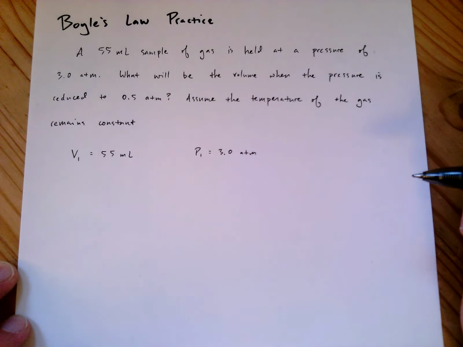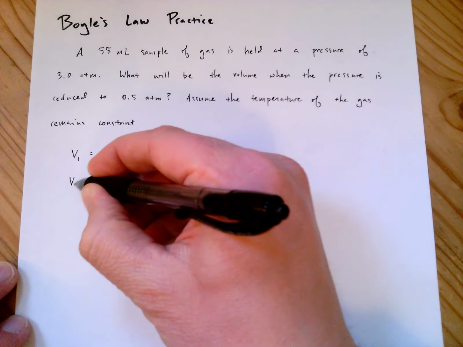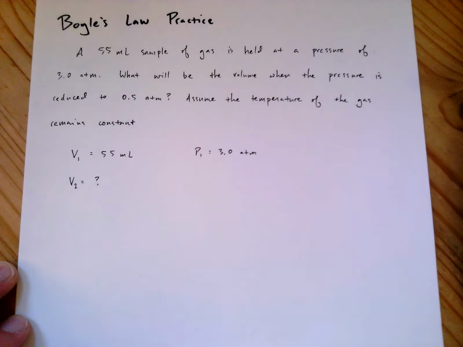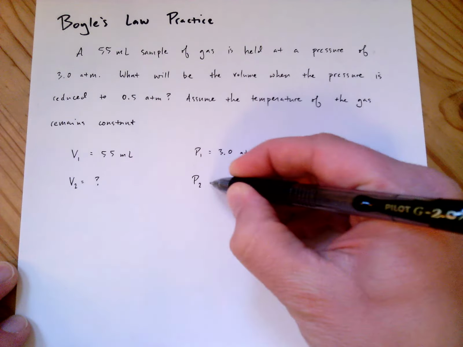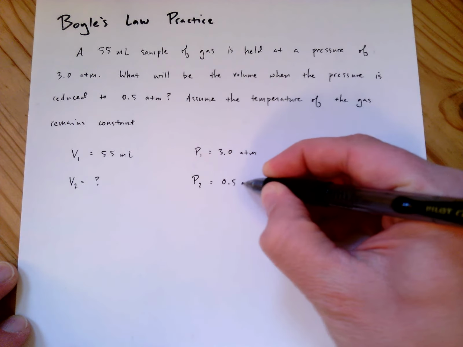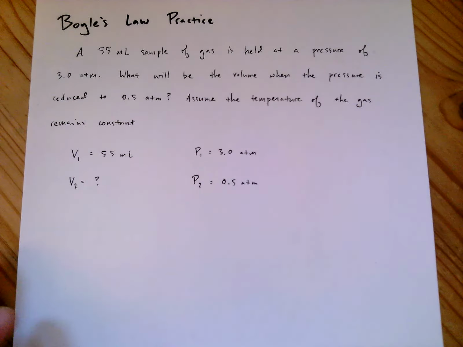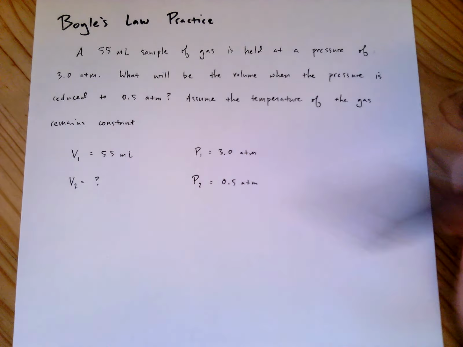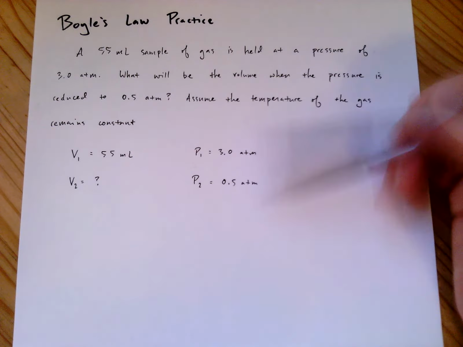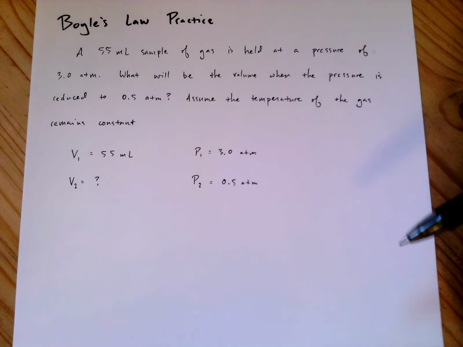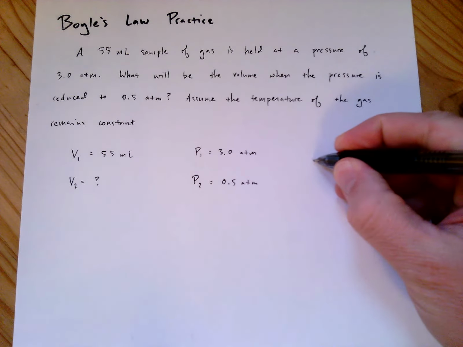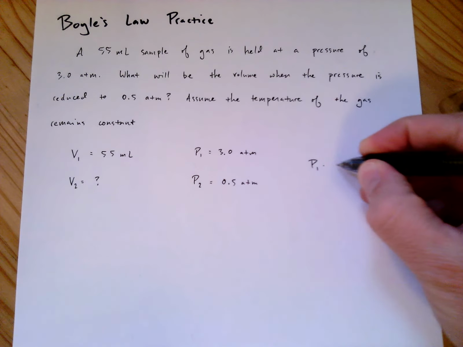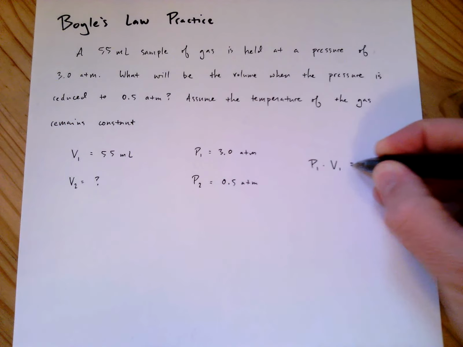What will be the volume? So we don't know that second volume. What will be the volume when the pressure is reduced to half an atmosphere? So based on the information the problem gives me, I've got pressure, I've got volume, the temperature remains constant. So that's another way that I can tell I've got a Boyle's law problem. From the first video, our equation for Boyle's law: P1 times V1 equals P2 times V2.